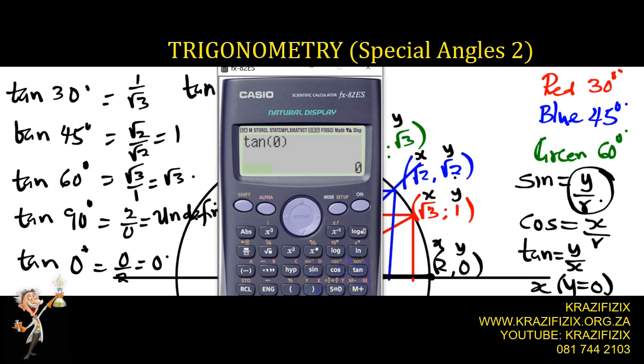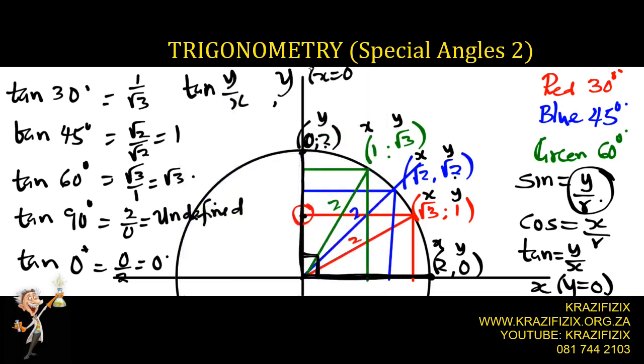Tan 0 is 0. Alright, so that's our special angles on the Cartesian plane, working through 30, 45, 60, 90, and 0, using our Cartesian plane to work through all of that.